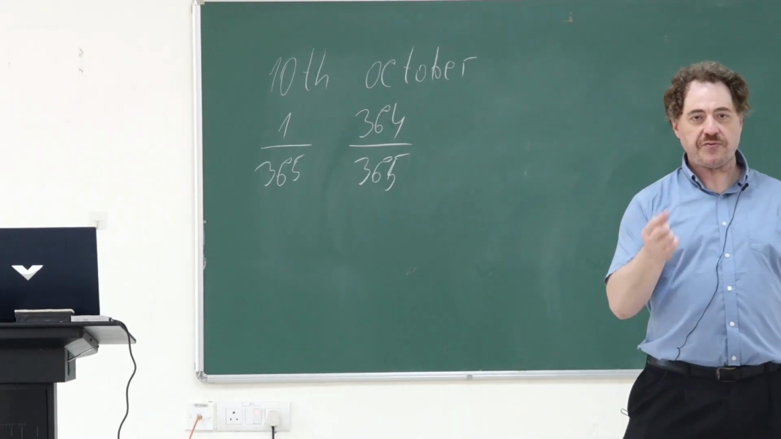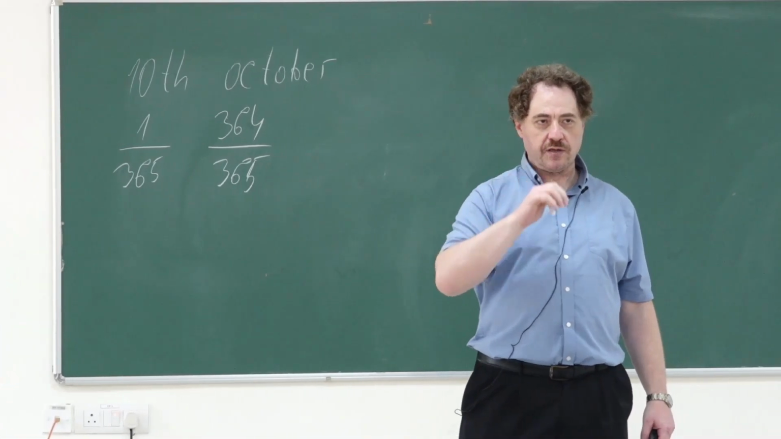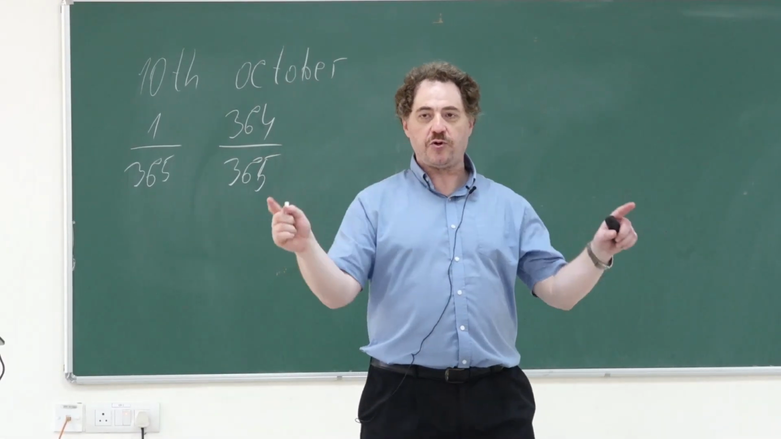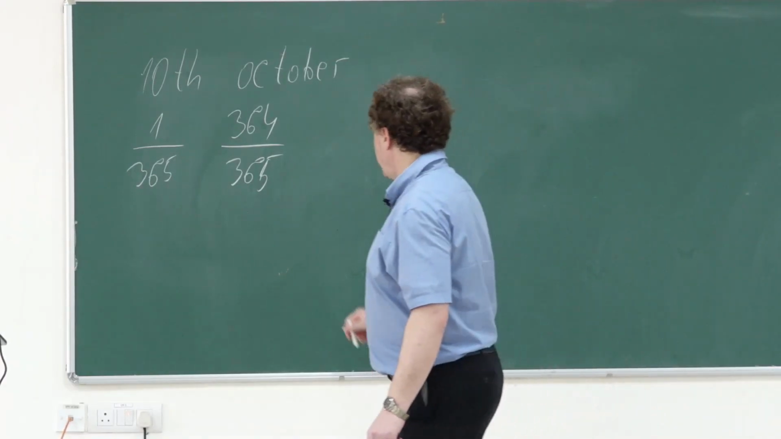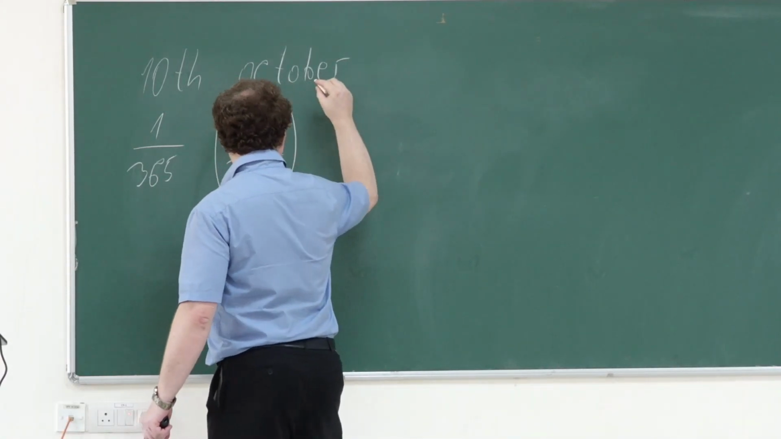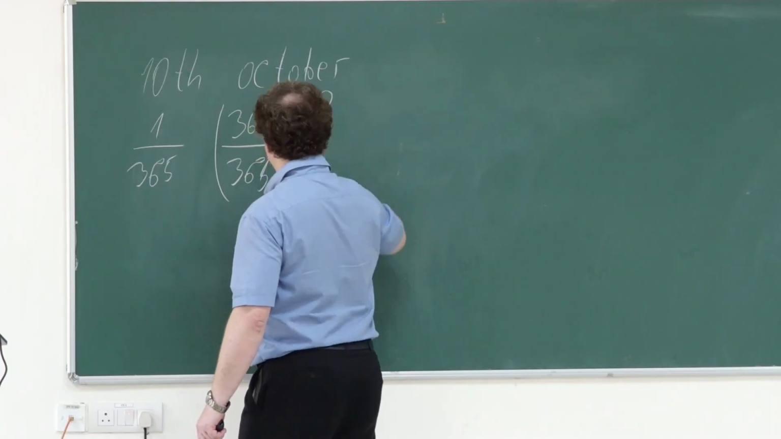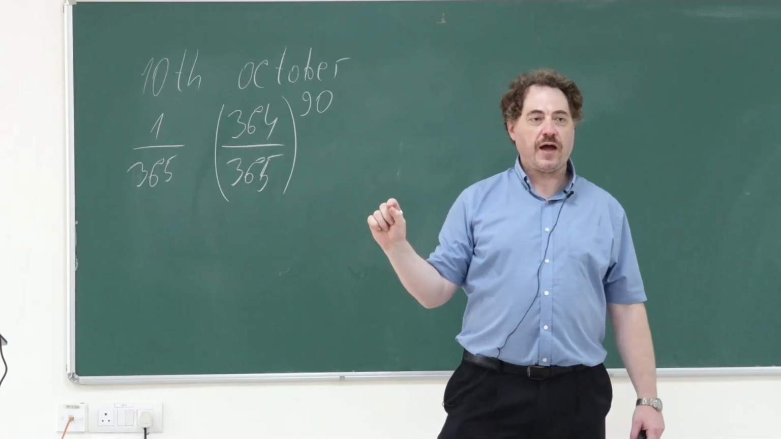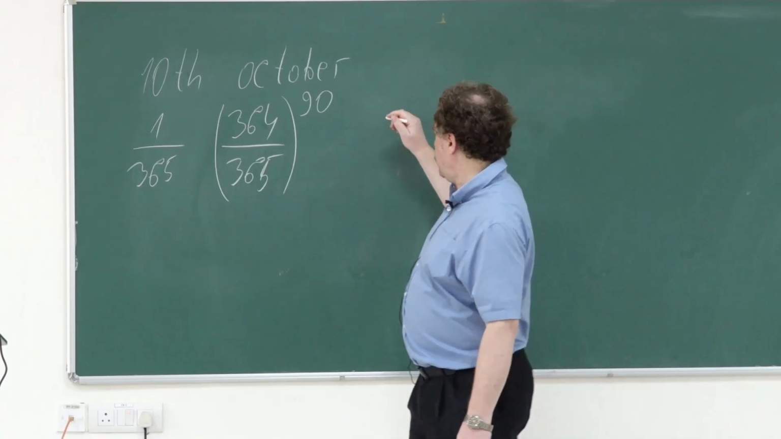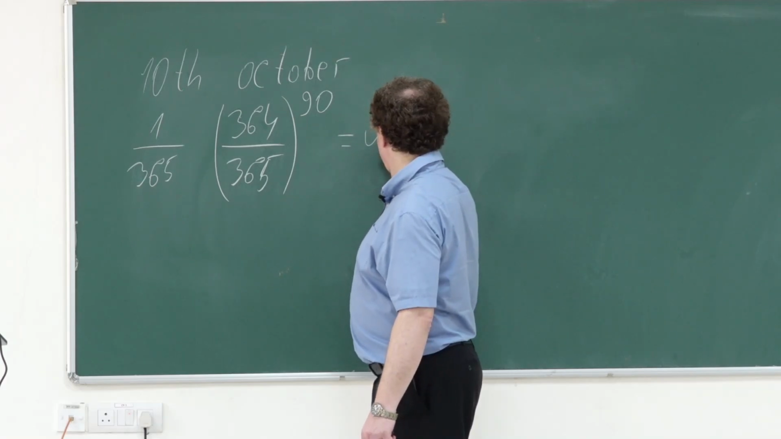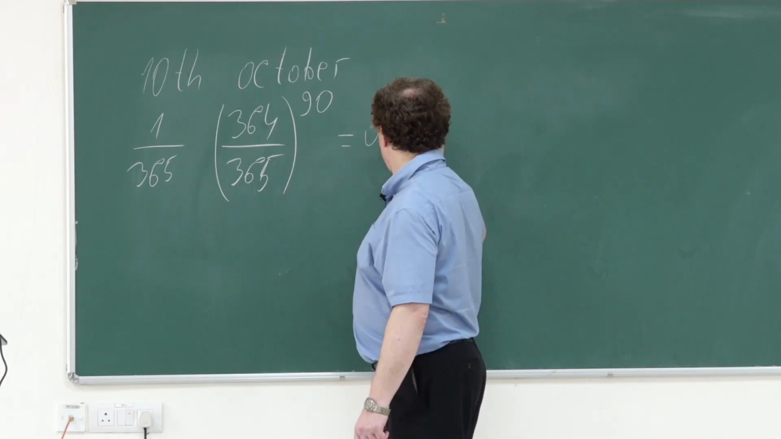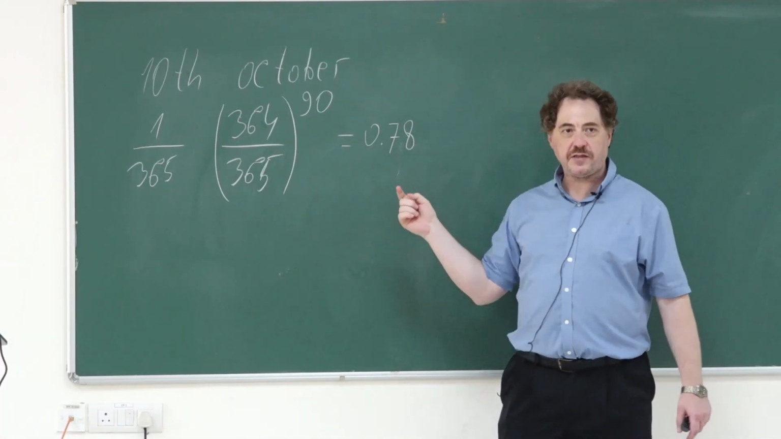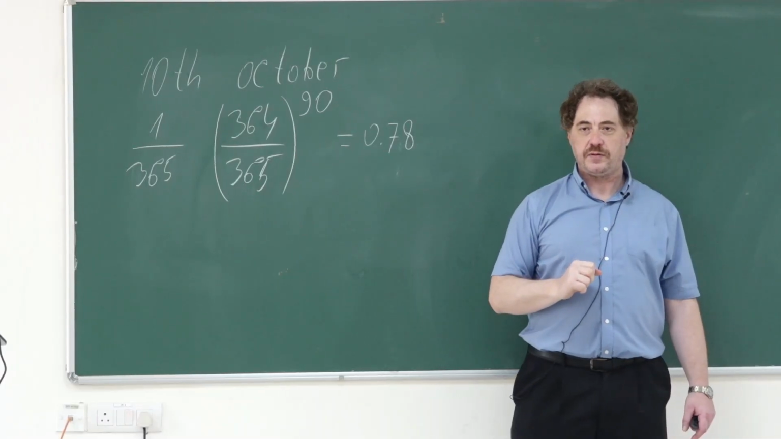Now, that's for one person. But let's say you are 80 here, or 90. Then what's the probability that none of you is born on the same day as I am? That would be that number to the power of 90. I actually calculated it, and I think it's about 0.78. So with the probability of 0.78, none of you is born on the same day as I am.